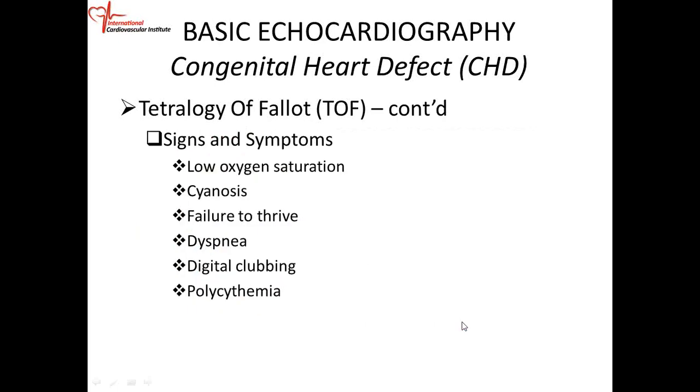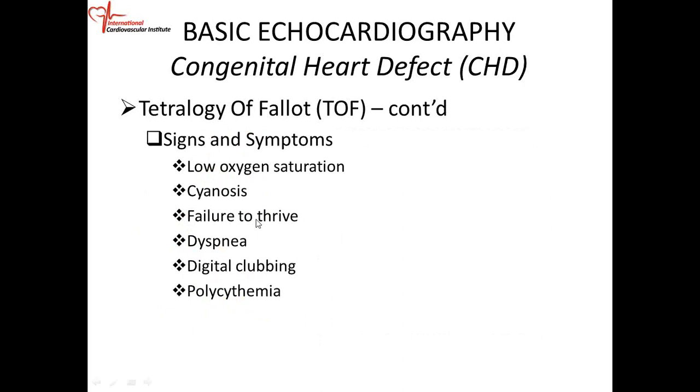What are some of the signs and symptoms associated with tetralogy of Fallot? You can get a low oxygen saturation because you have the mixture of desaturated blood with saturated blood. So the saturation of the blood leaving out of the aorta is going to be reduced. Okay, so low oxygen saturation. And as a result of that, you can get cyanosis. Okay, so bluish discoloration because of the desaturated blood.